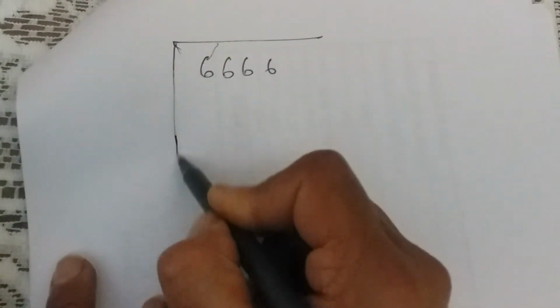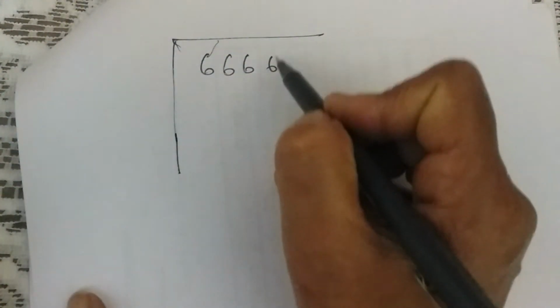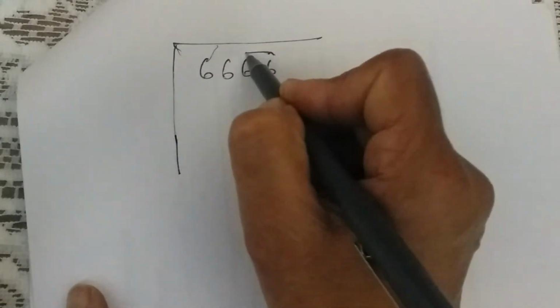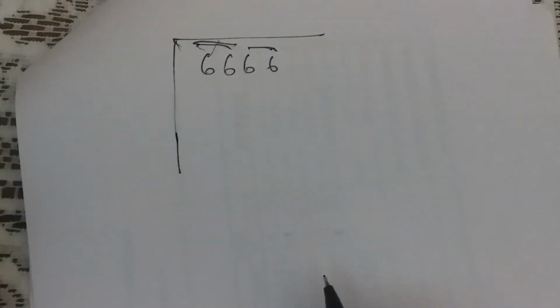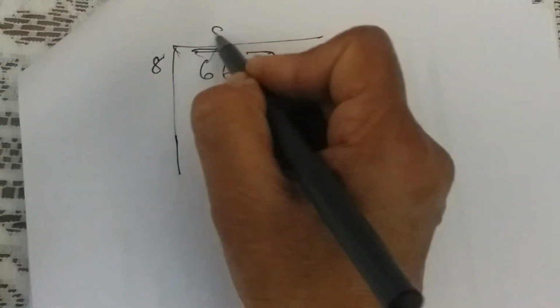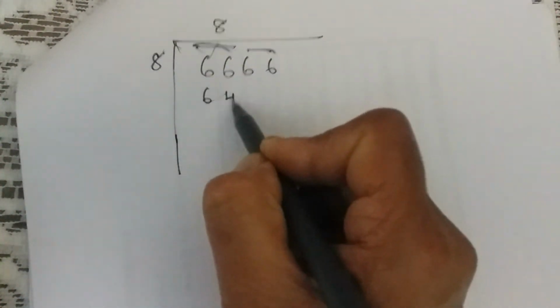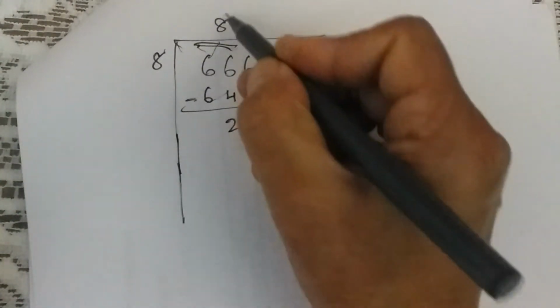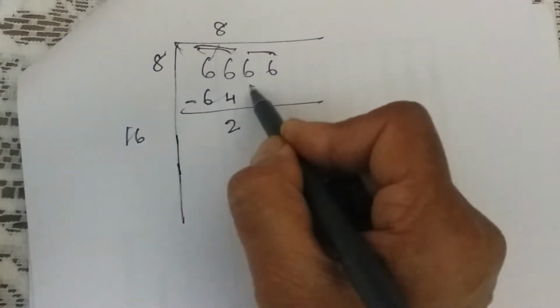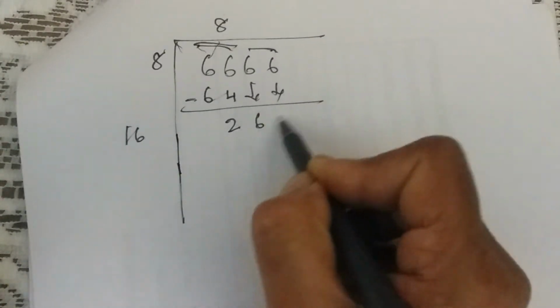So from where will you start splitting into periods? From the ones place. There is no point. So from the ones place, 6 and 6, 6 and 6. Now till 66 comes, we should recall the square tables. Yes, we know 8 8s are 64. When you subtract, we get 2. What's the next step? The quotient 8 into 2 is 16. Then bring down the next period, 66.